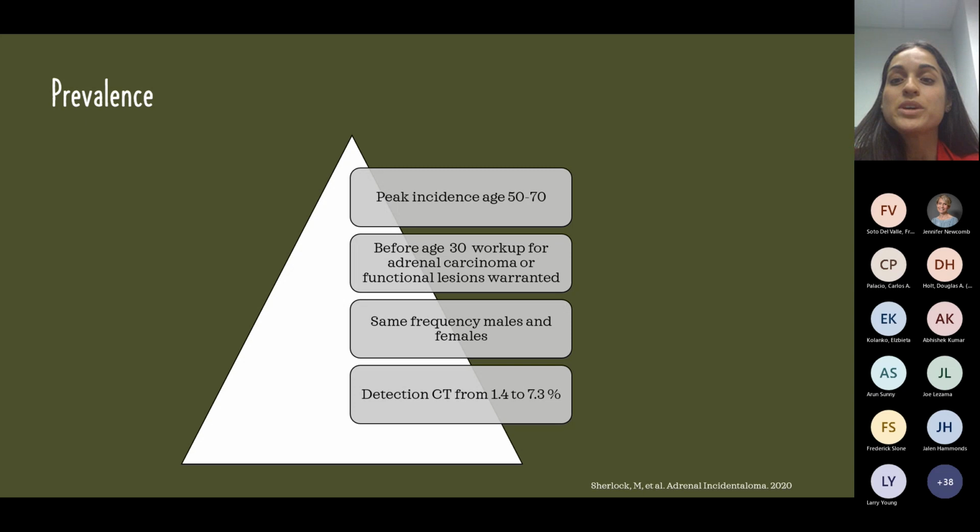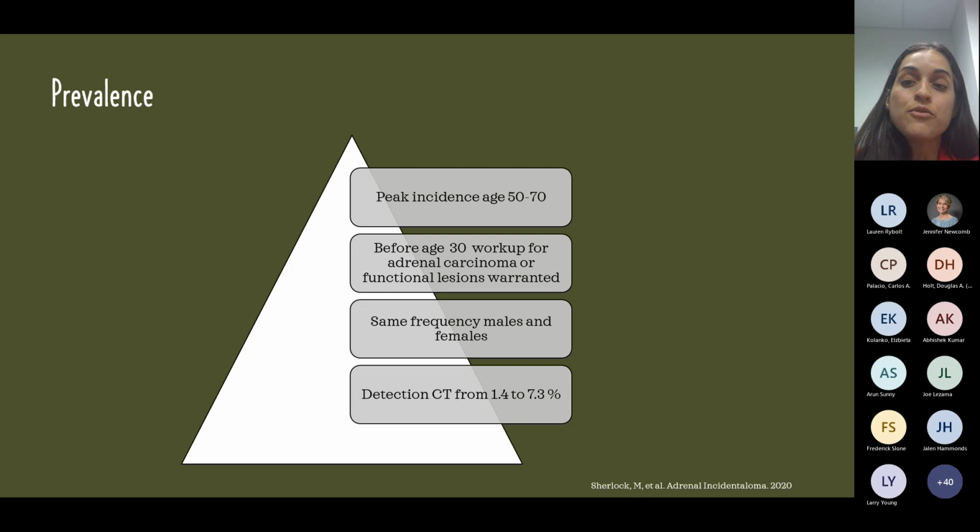It's going to be higher in patients with obesity, patients with diabetes, and patients with high blood pressure. The peak incidence is going to be around age 50 to 70. And it's rare that we see patients with adrenal incidentalomas younger than 30. So if we have a patient with an adrenal incidentaloma who is age 30 or less, we should do workup for adrenal carcinoma, and we should do workup for hypersecretion of the adrenal hormones.